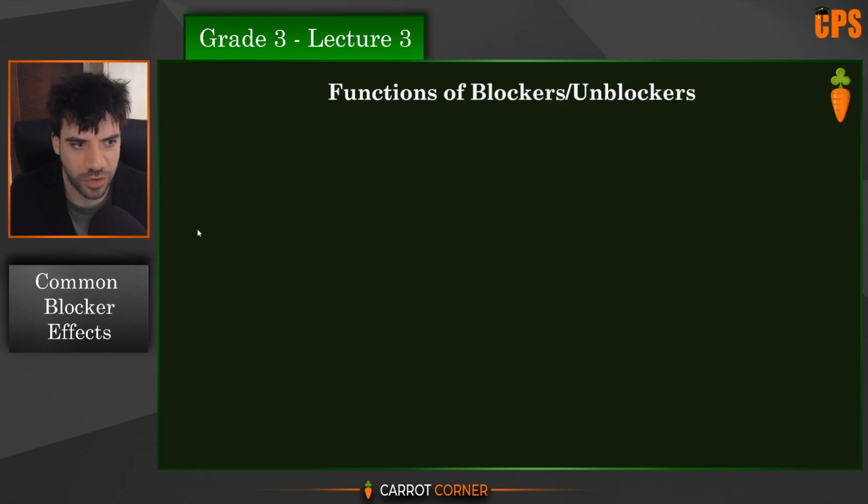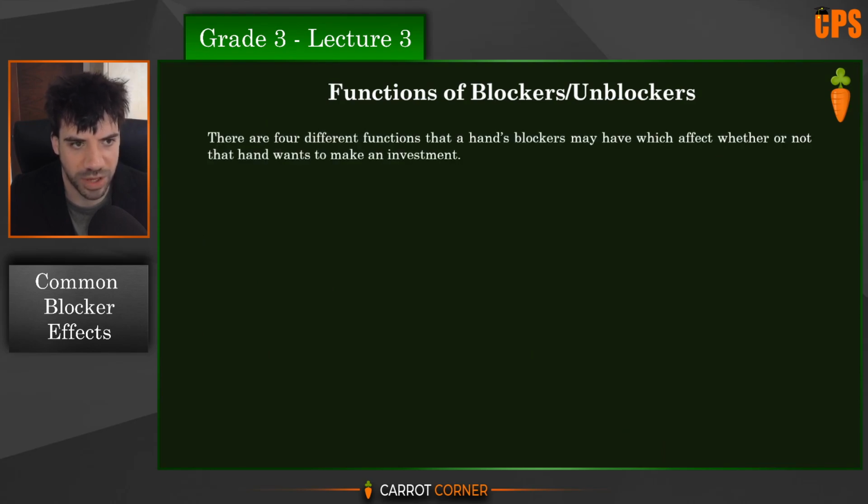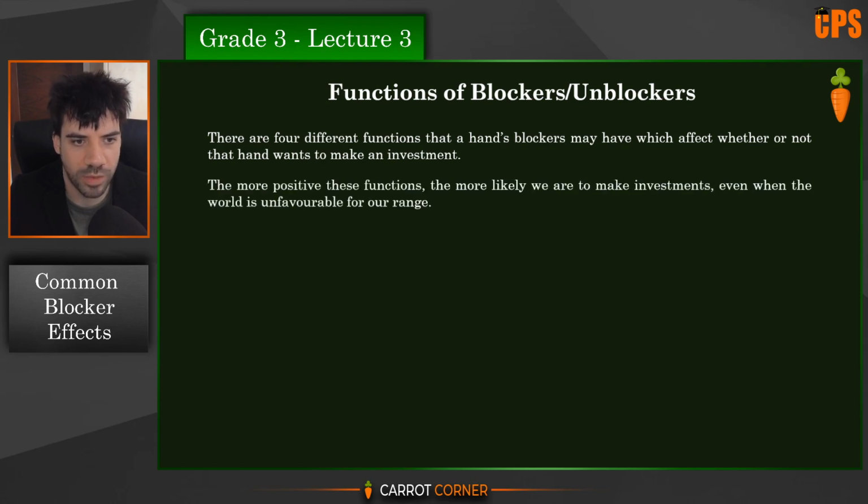We're going to learn a few patterns today, and we're going to concentrate on the functions of blockers and unblockers. There are actually 4 different functions that hands blockers can have, which are likely to affect whether or not that hand would like to make an investment. The more positive the functions of the blockers, the more likely we are to make that investment, even when the world is not so favourable for our range.